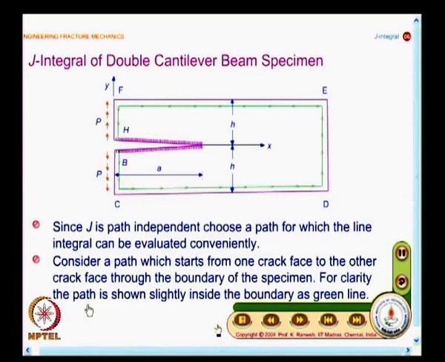For clarity, the path is shown slightly inside the boundary as a green line. So, make a neat sketch of it. So, we are taking a path which has straight edges, which has corners, all that is permissible. The only requirement is the path should be continuous. I can choose any convenient path, it should enclose the crack tip, start at one crack face and end at another crack face.